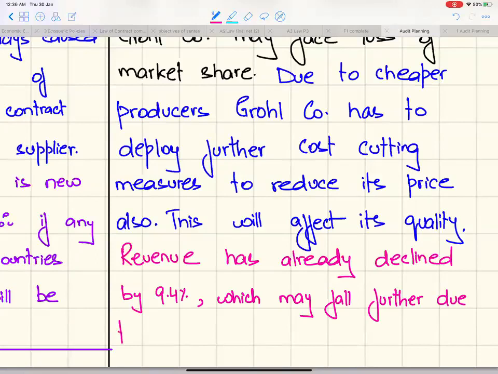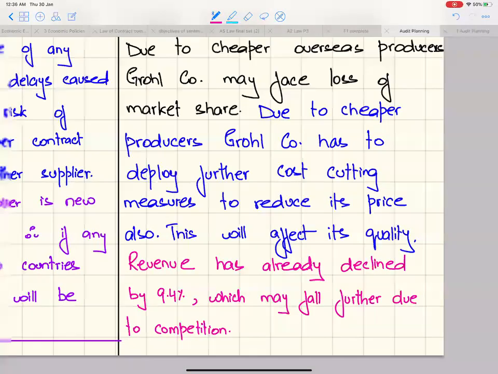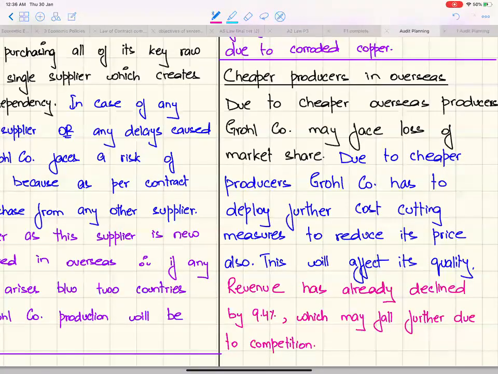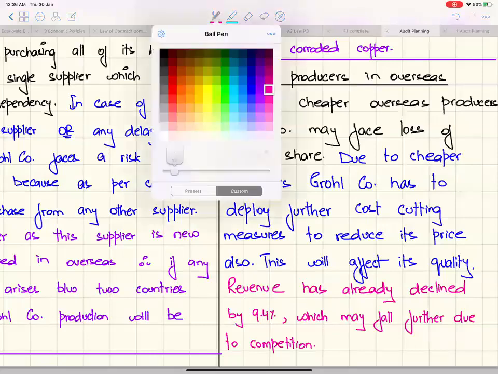Now you need to understand how I am developing the risk. First of all, I have identified the risk. Due to cheaper overseas producers, Grohl company may face loss of market share. Due to cheaper producers, Grohl company has to deploy further cost-cutting measures to reduce its price. This will affect its quality. Revenue has already declined by 9.4%, which may fall further due to competition.